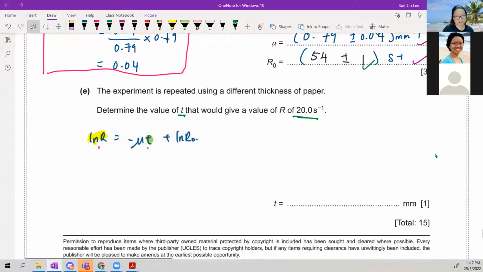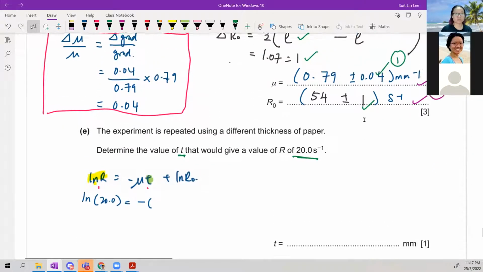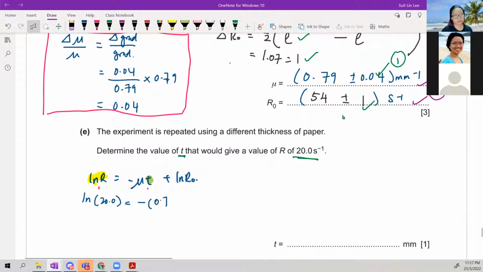Okay, so this one is ln 20.0. Do we have mu? Sure. Copy this one on top. 0.79. We're looking for t plus ln R naught is 54. You can find t. It's always easier to use the linearized equation. But just show the substitution. It's ln 54 divided by 7.